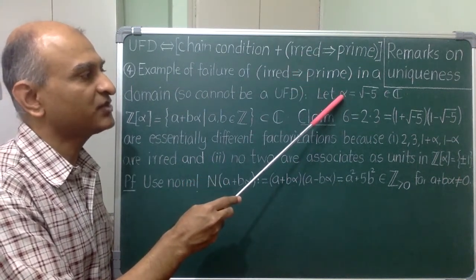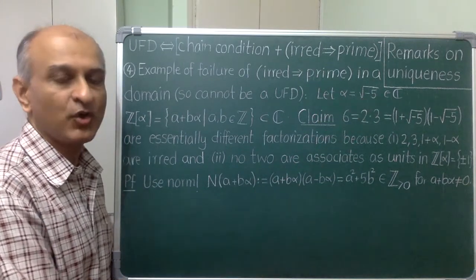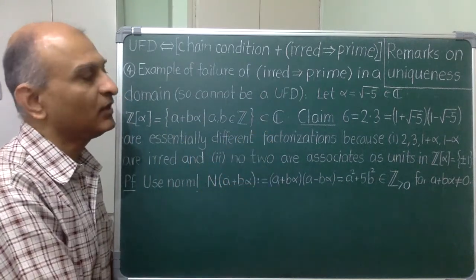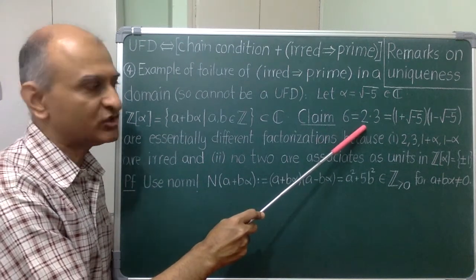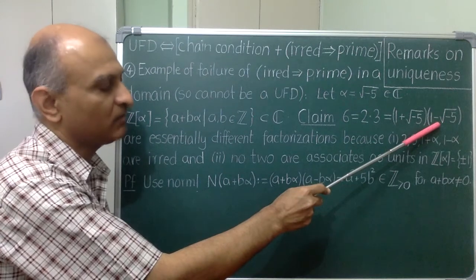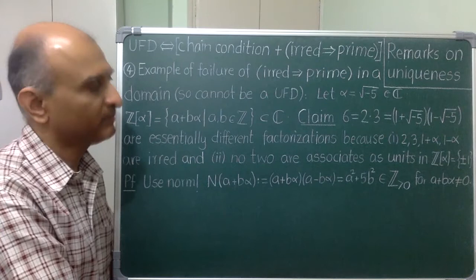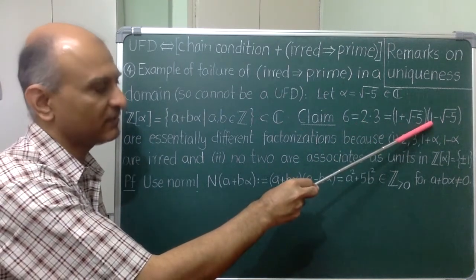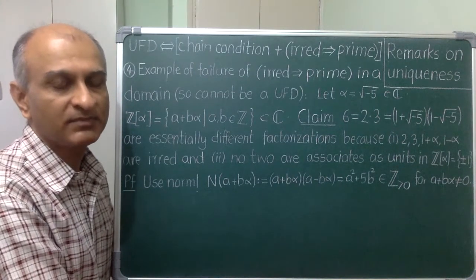I take this imaginary number alpha, square root of minus 5, and adjoin it to Z to get this subring of complex numbers. Notice here that 6 can be written as 2 times 3, but also as (1 plus alpha) times (1 minus alpha). Now, I claim that both of these are essentially different factorizations because all 4 elements are irreducible in the given ring and no two of them are associates. How do I prove something like this?